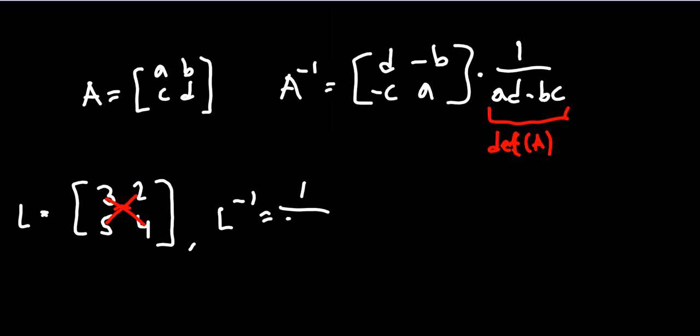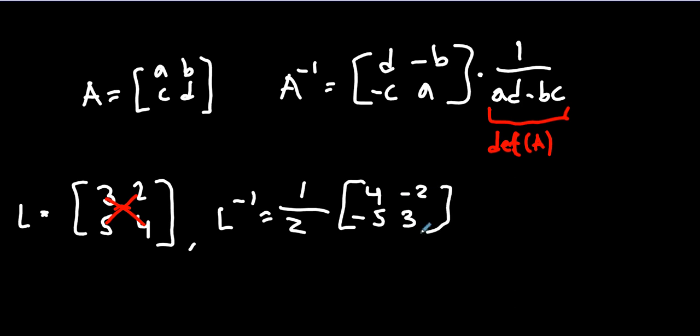So our determinant's 2. Times, now all we have to do is we swap around A and D. So our A term is 3, and our D term is 4. So now we have 4 here and 3 here. And then, now we just put negatives on our 5 and 2. So negative 5 and negative 2.